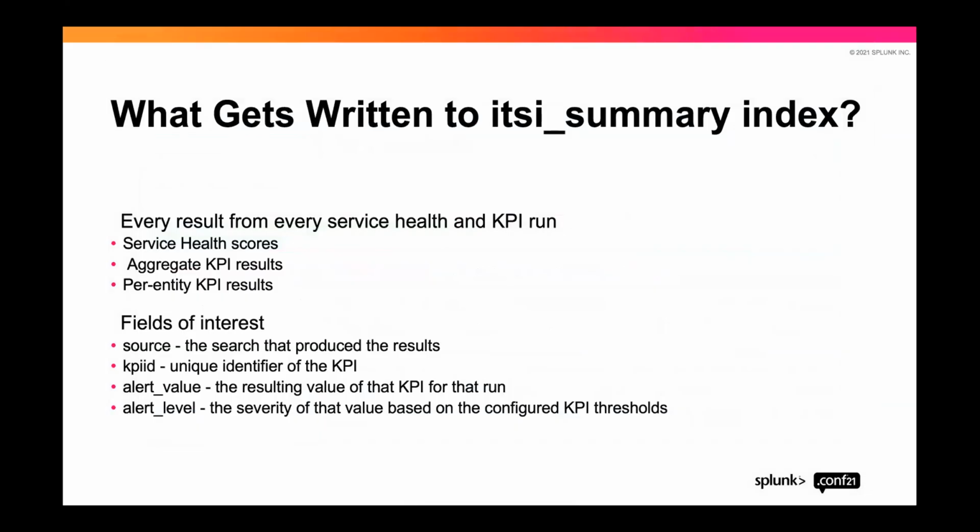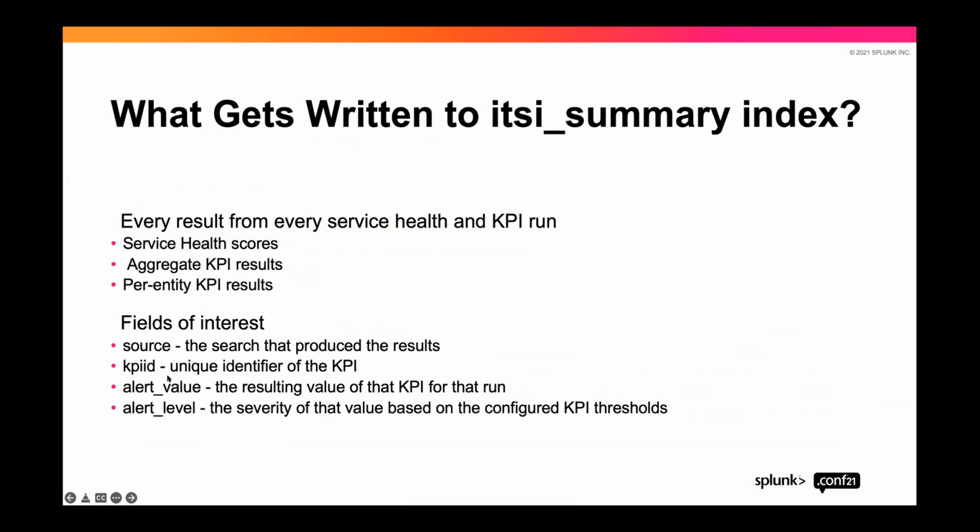And then the next thing we need to know is what actually gets written to the summary index. So like I said, we've got the service health scores, the aggregate KPI results, and the per entity KPI results. So what fields are important? We've already talked about this, the source, right? It's always important. One thing you'll notice here is KPI ID does not have an underscore in the ITSI summary index. So keep that in mind.